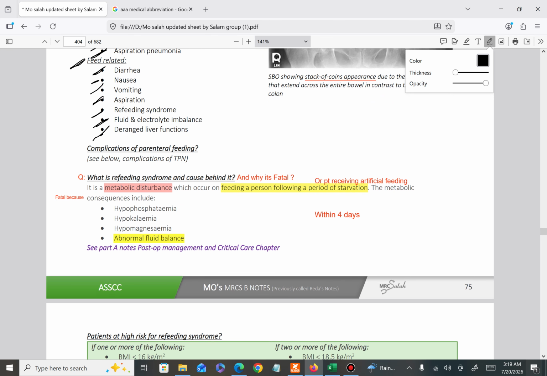Then this question, what is refeeding syndrome, the cause behind it, and why is it fatal? It is a metabolic disturbance which occurs in a feeding person following a period of starvation. The metabolic consequences include hypophosphatemia, hypokalemia, hypomagnesemia, abnormal fluid balance. So it is basically a metabolic disturbance which occurs when a person starts feeding following a period of starvation.